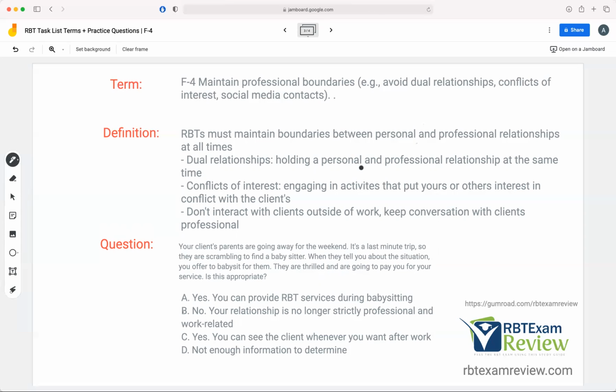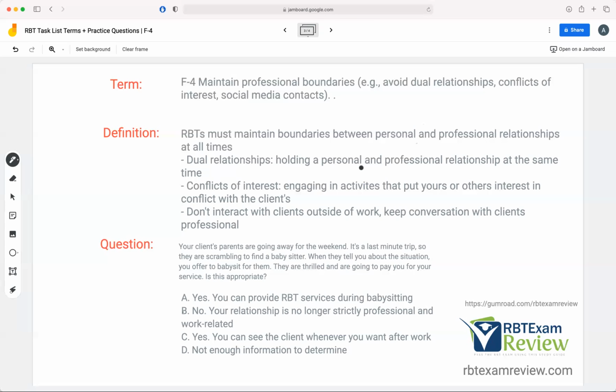Finally, don't interact with clients outside of work. Keep conversation with clients professional. This includes social media. Don't be friends with them on Facebook, on TikTok, on Instagram, on Snapchat, on any of those. We're not Facebook friends. We're not social media friends. We're not TikTok followers. Don't do it. Once you are off a case, and time has passed, then things change.